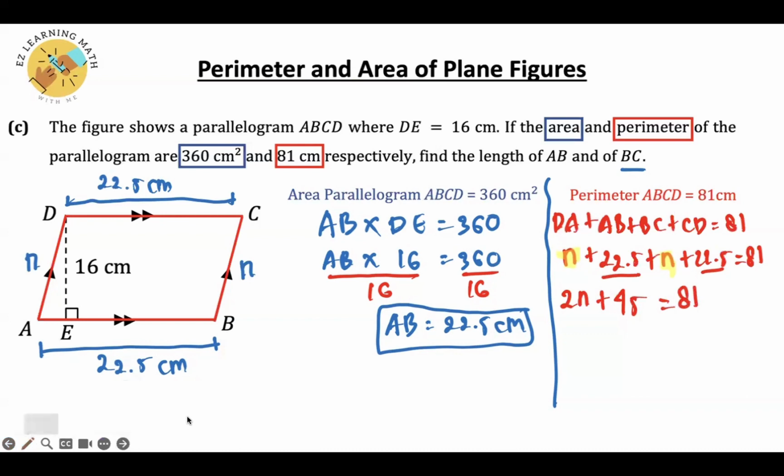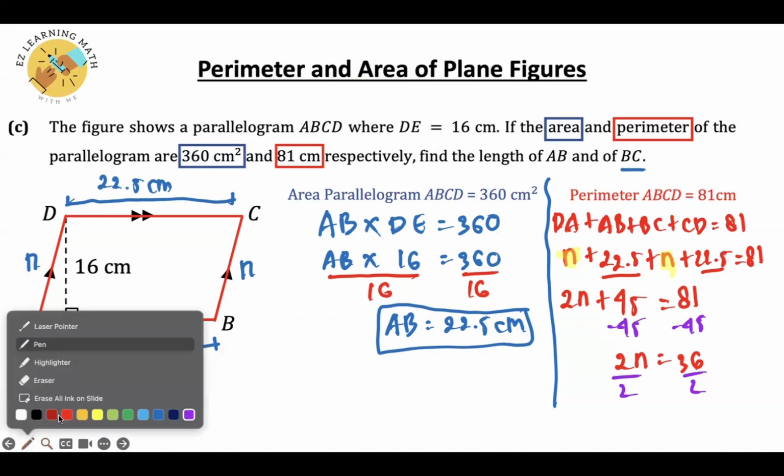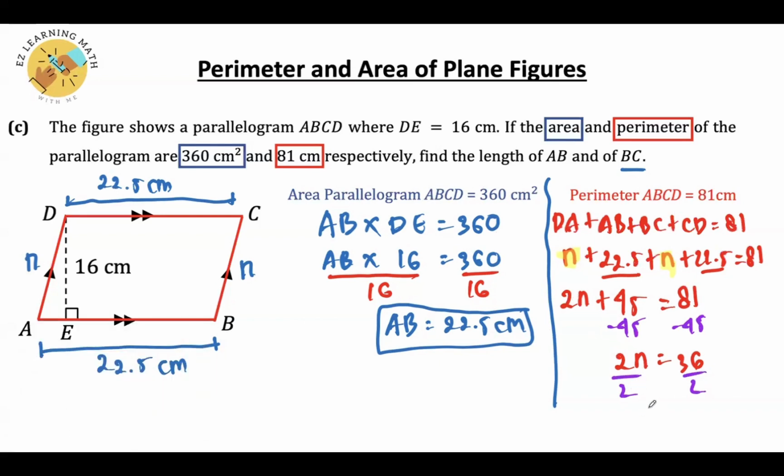Now let's apply the balancing method. We subtract 45 from both sides, so on the left we have 2n. And on the right we have 36. And after that let's divide both sides by 2. So the value of n equals to 18. So the final answer? BC is 18 centimeters.